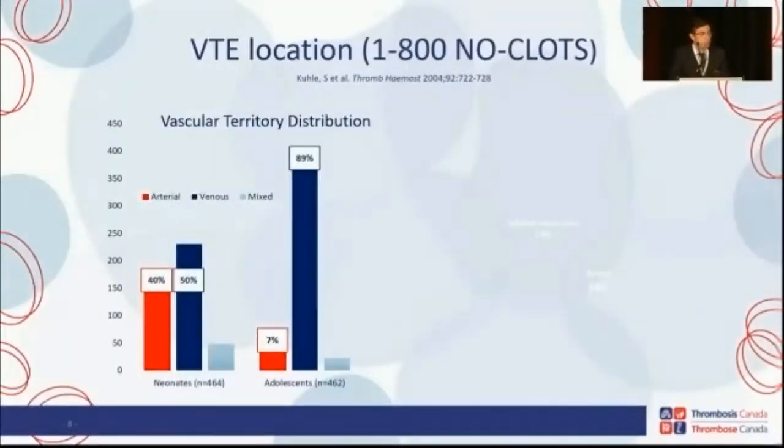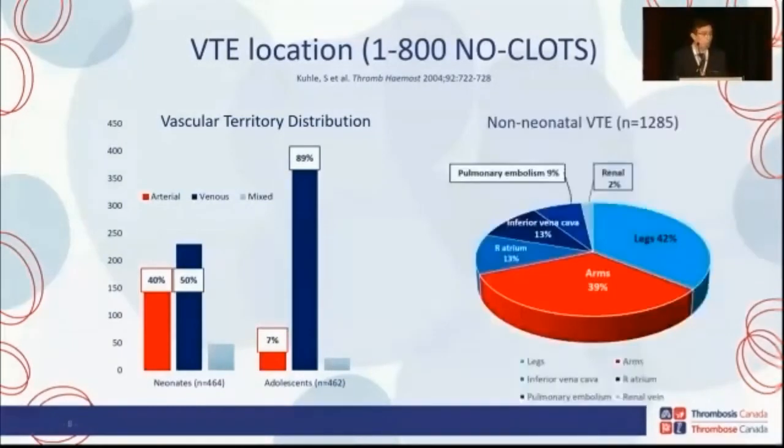Why are we focusing on VTE? On the left, you have a representation of a service called 1-800-NO-CLOTS. This has been a 24/7 service, originally by those prehistoric pagers that I still have held to my belt, where Dr. Andrew and trainees would answer phone calls from all over the globe. We can see the vascular territorial occlusion distribution contrasting neonates and adolescents, with the vast majority of adolescents presenting with VTE, hence the focus on this territory from now on.